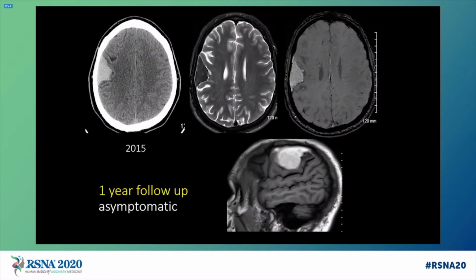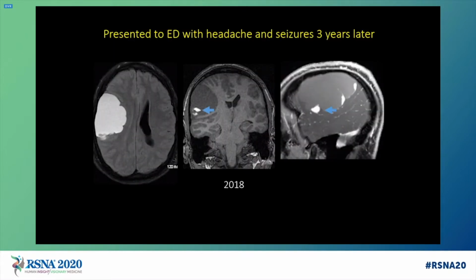This is the follow-up imaging performed 1 year later, where we see that the lesion has decreased in size and changed in imaging characteristics. There is now increased density on CT, low signal on T2, and increased signal intensity on T1 weighted sequences. At this point in time, the patient is lost to follow-up and only comes back to the hospital 3 years later. Comes back because now presents with headache and seizures, and this is the new MRI that is performed at that time in 2018.